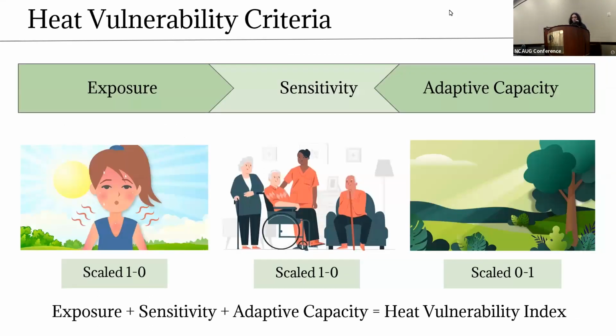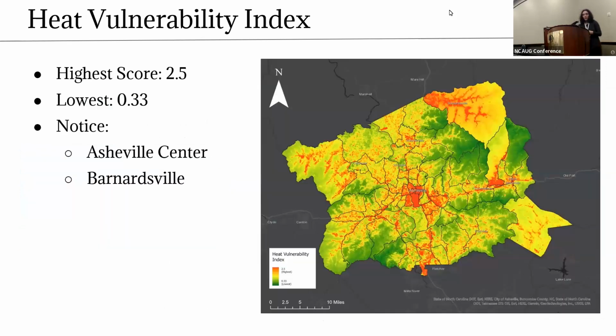All right, so once I had all three criteria together, I added them together using the raster calculator tool in ArcGIS, using this equation down here at the bottom. Since each layer had a scale of 1 to 0, added together, that makes the heat vulnerability index have a scale of 3 to 0. So I'm going to make this map bigger in just a second. I just want to point out some important context prior to going into it.